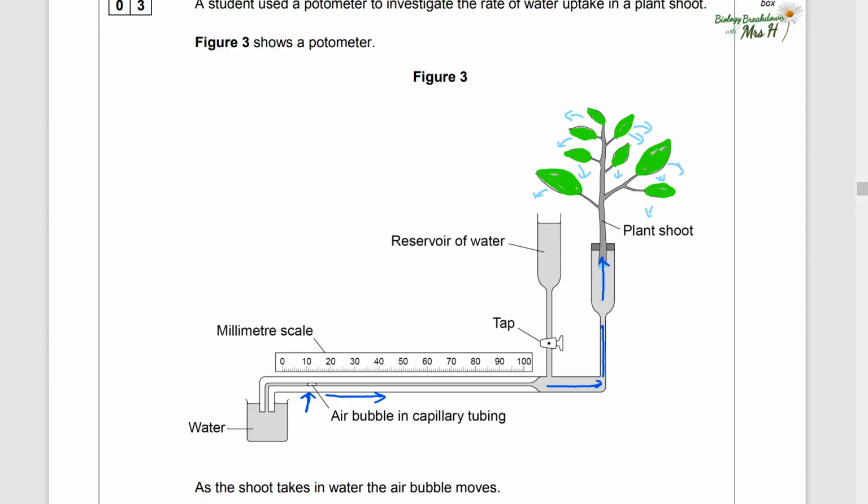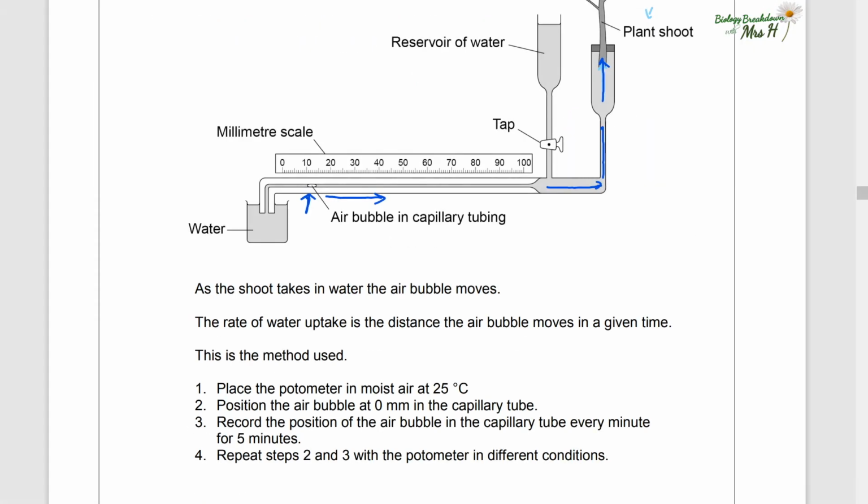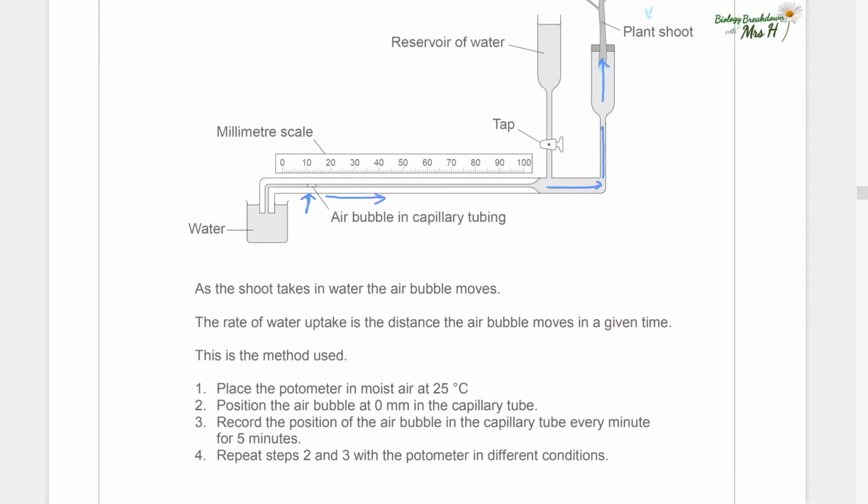So as the water gets taken up into the plant shoot to replace the water that's evaporated, then the air bubble is going to move along. The rate of water uptake is the distance the air bubble moves in a given time. This is the method: place the potometer in moist air at 25 degrees C. Position the air bubble at 0 millimeters in the capillary tube. Record the position of the air bubble in the capillary tube every minute for 5 minutes. Repeat steps 2 to 3 with the potometer in different conditions.